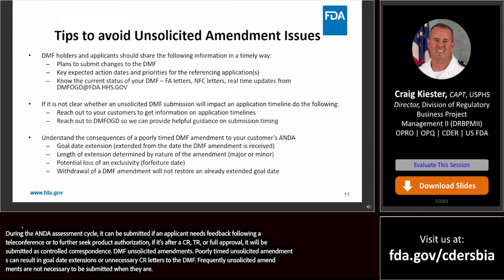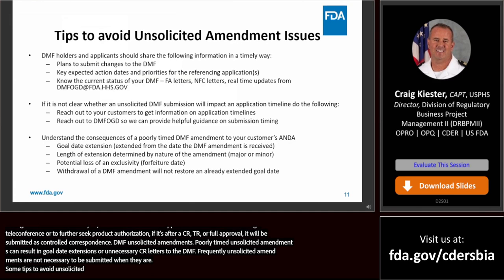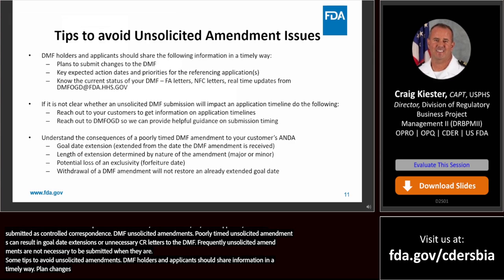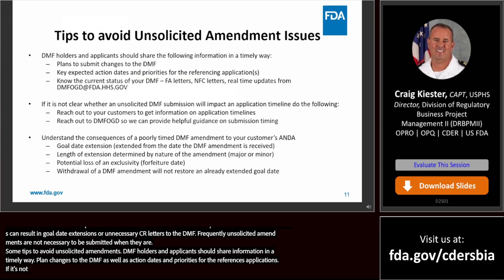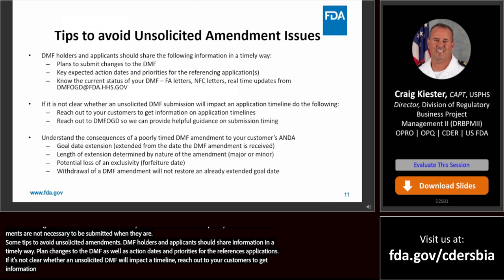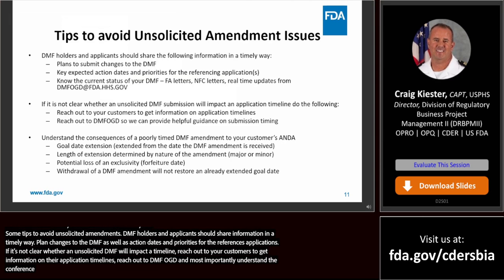So some tips to avoid unsolicited amendments. DMF holders and applicants should share the information in a timely way: any plan changes to the DMF, as well as action dates and priorities for the referencing applications. If it is not clear whether an unsolicited DMF will impact an application timeline, do the following. Reach out to your customers to get information on their application timelines. Reach out to DMF OGD and see if we can provide helpful guidance on the submission timing. And most importantly, understand the consequence of a poorly timed DMF submission to your customer's ANDA.